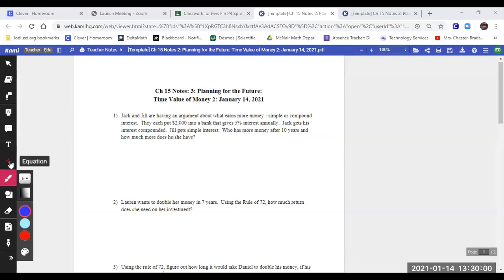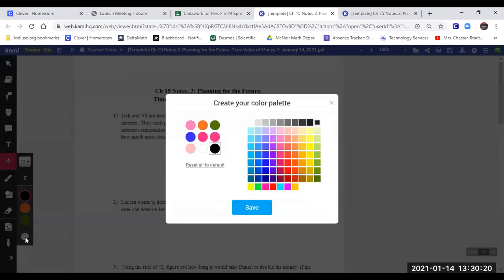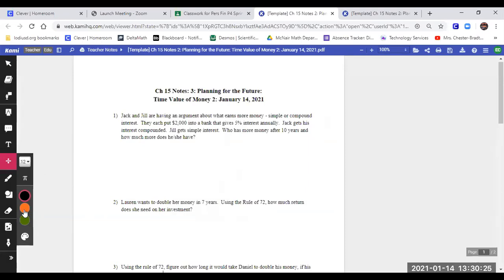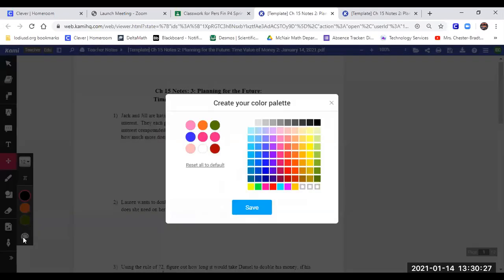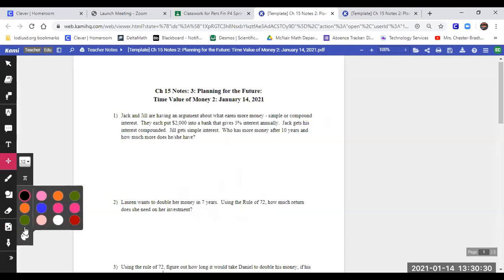Okay, so I'm using my equation editor. What color is my font supposed to be, blue or red? I want to put red on my list. If red is not on your list, you go down to this palette and pick it to put it on the list. I'm choosing red today. I just put in an equation box.